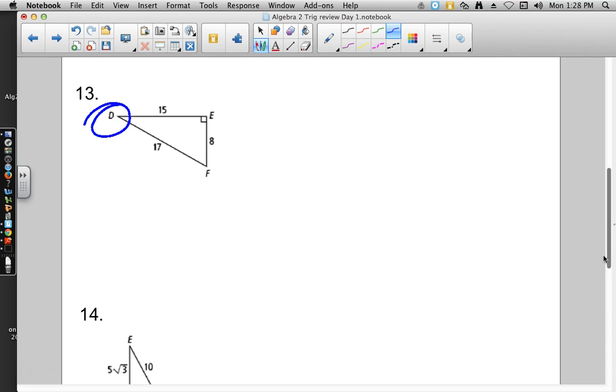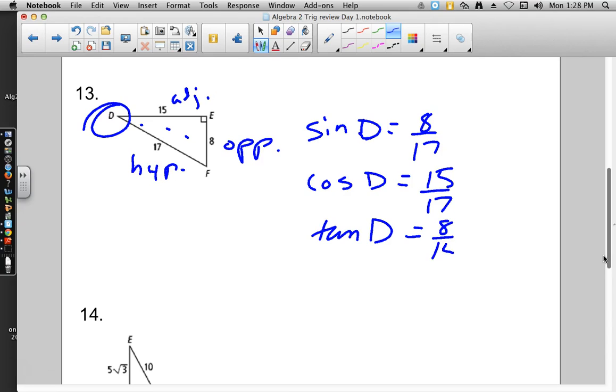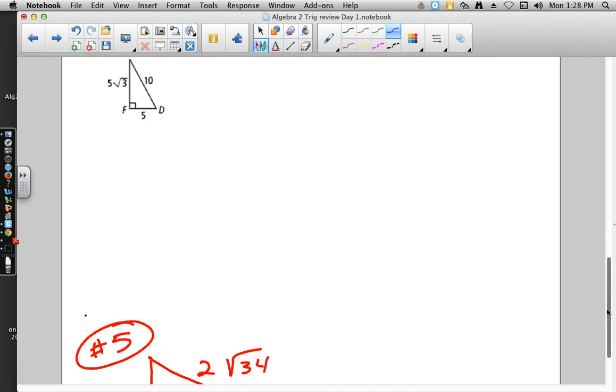So here's our D, and the 8 is opposite, and the 17 is the hypotenuse, and the 15 is the adjacent. So go ahead and find the sine of D, which is opposite over hypotenuse, 8/17. The cosine of D, which is adjacent over hypotenuse, and the tangent of D, which is opposite over adjacent. So get those labels on there, and everything will go pretty quickly.